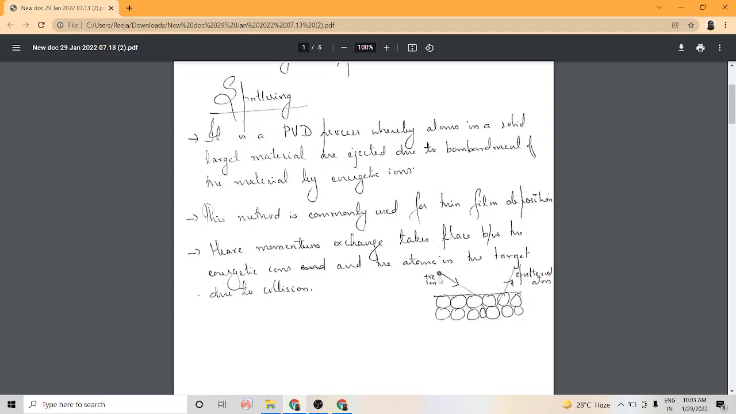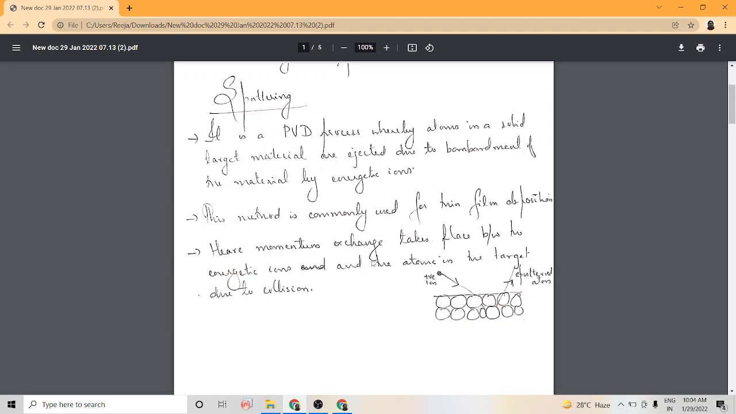Now, an energetic positive ion is made to be incident or is allowed to hit the target material. The energetic positive ions chosen are usually argon ions because argon is a non-reactive gas. So this ion will not react with the target material. So, an energetic positive ion is allowed to collide or bombard the target material.